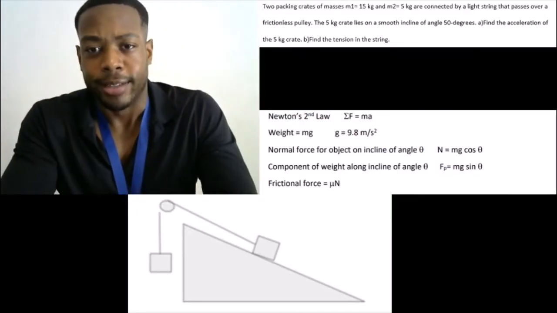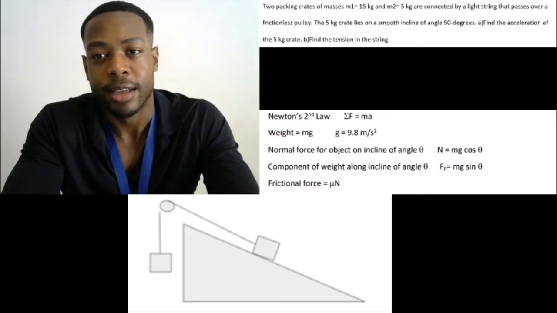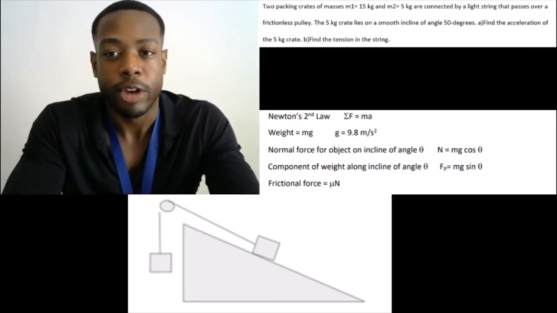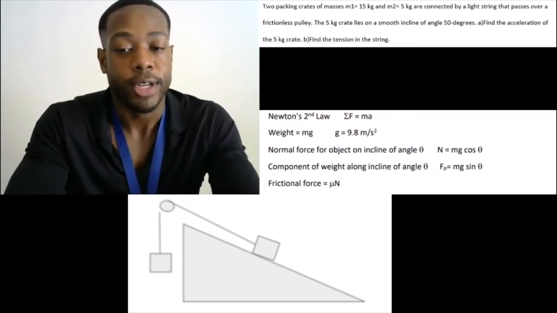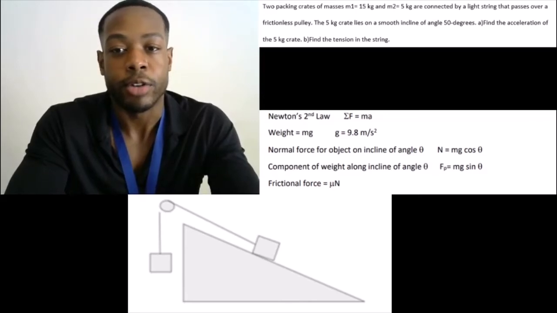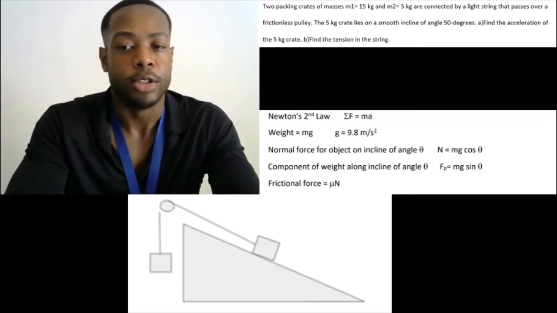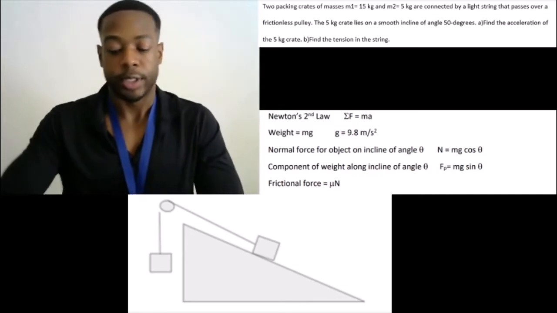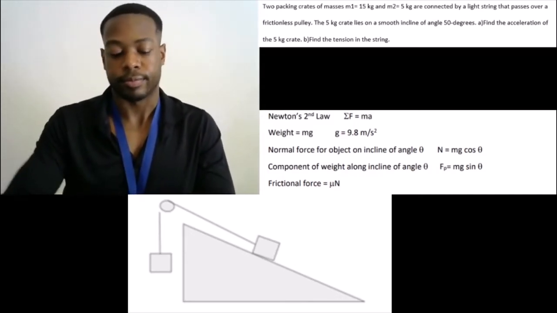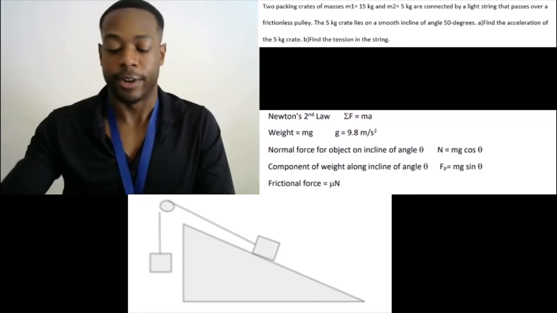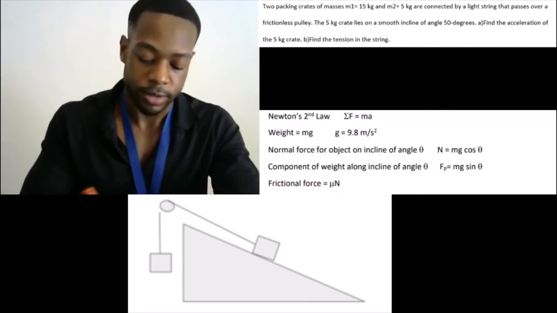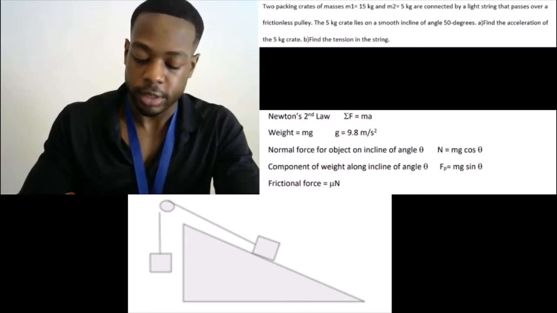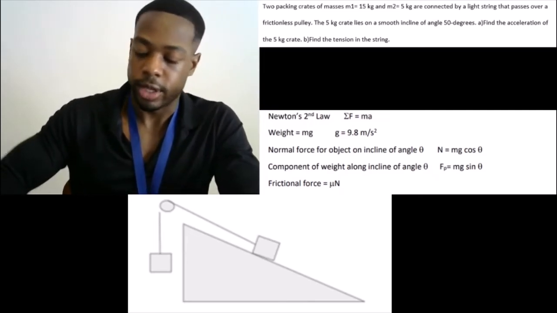So you've got 2 packing crates of mass 15 kilograms and 5 kilograms connected by a light string that passes over a frictionless pulley. The 5 kilogram crate lies on a smooth incline, angle 50 degrees. Find the acceleration of the 5 kilogram crate and find the tension in the string. So what are we going to do here? Let's draw our diagram first, and while you're drawing your diagram, go ahead and draw your forces in as well. Free body diagram, draw your forces in. So let's do that.